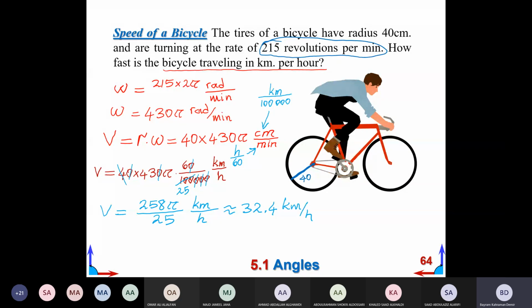32.4 kilometer per hour. Doctor, do we need to convert it to number, or it's okay to write it as 258 pi over 25? Of course, you're not supposed to use calculator in exam. In exam, you got the answer. This is the answer. This is approximation. If somebody likes to see how much really the speed is, 32.4 kilometers approximately.